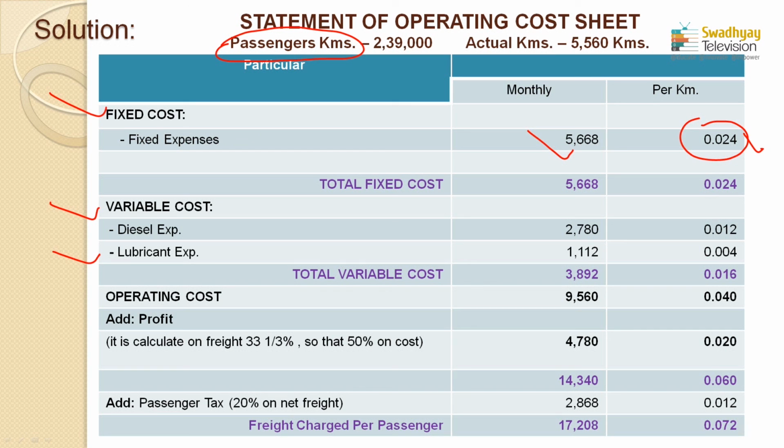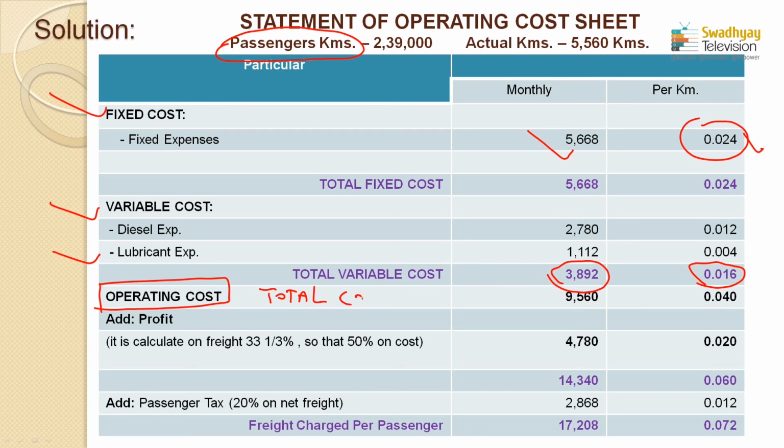Now we have found both the variable costs, make a total. Total variable cost is 3,892 rupees. Per passenger kilometer variable cost is 0.016. Now that is your operating cost, or you can say the total cost. Total cost or operating cost.